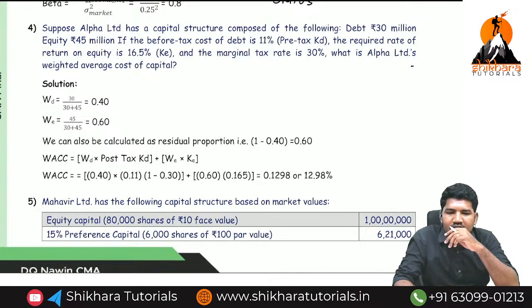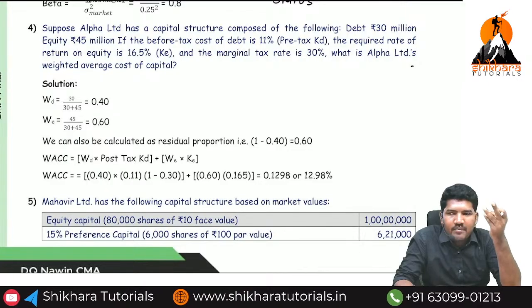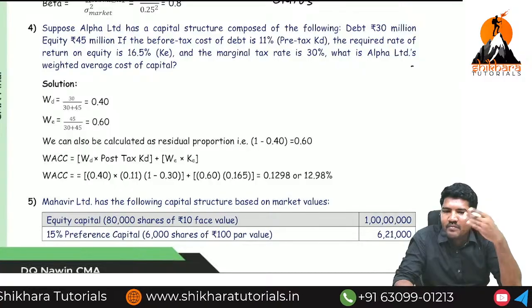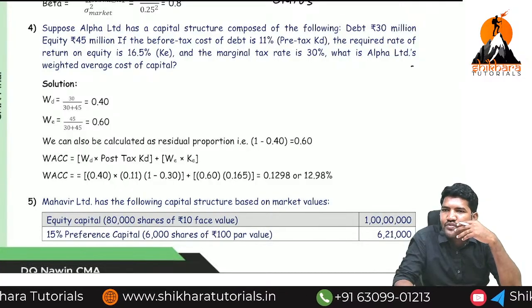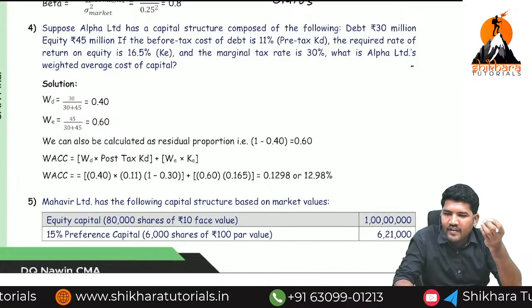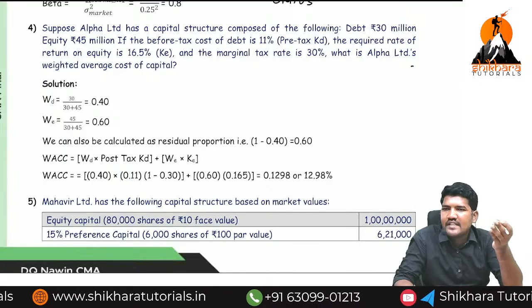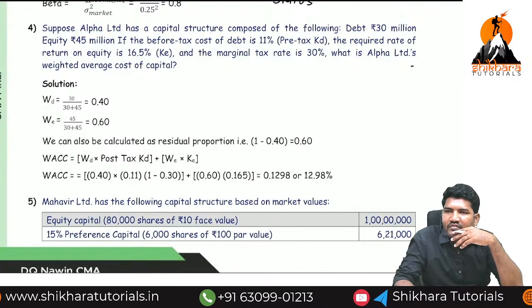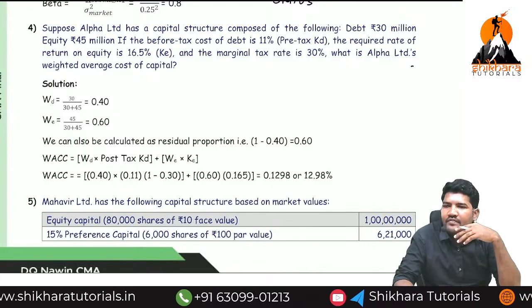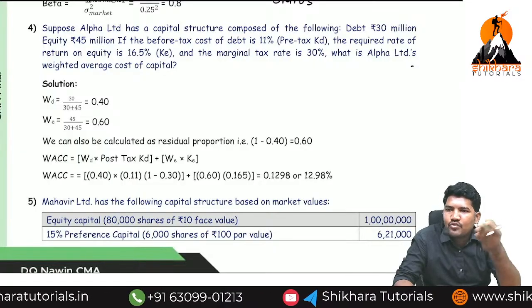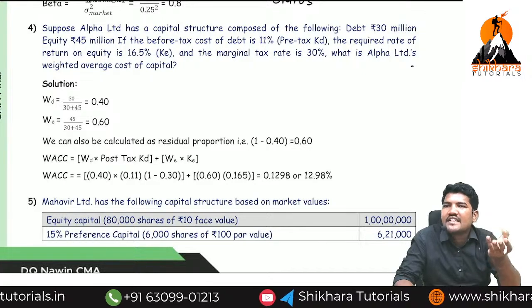Sir, what you said, sir? There is equity share capital, retained earnings, etc. There are 5 sources generally, but in this question they provided only 2 sources. What are the 2 sources? Equity 45 million, debt 30 million. What is the capital employed? 75. Debt plus equity. The total of individual capital is known as capital employed.